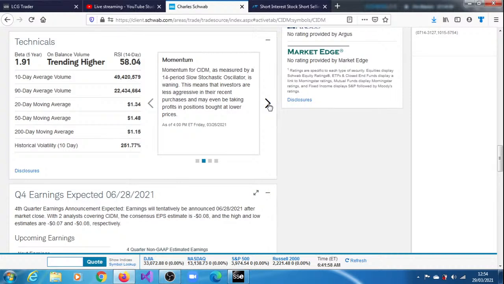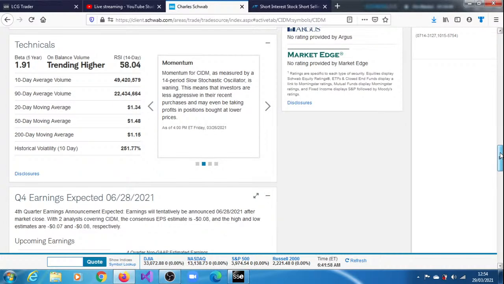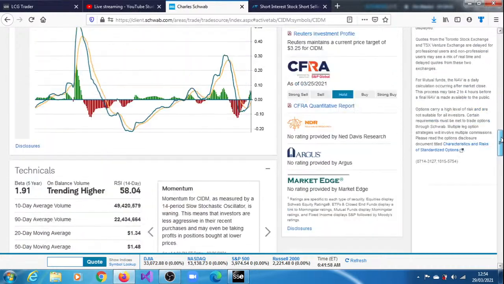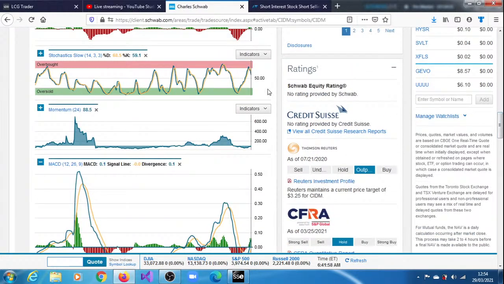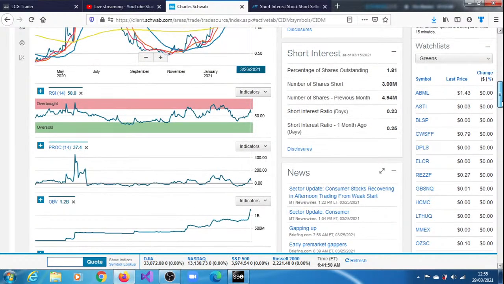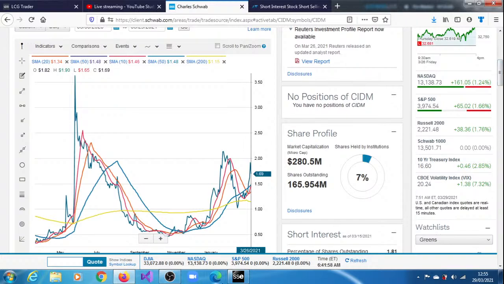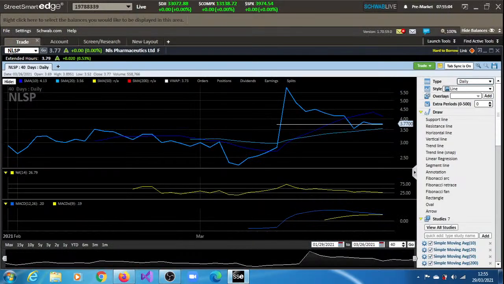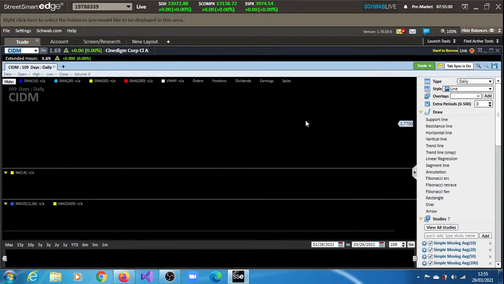Momentum for CIDM as measured by the 14-period slow stochastic oscillator is waning. Okay, we saw that. I think this means that investors are less aggressive in their recent purchases and may even be taking profits from positions, but at lower prices. Yes, it's evidently waning, and the on-balance volume indicator is definitely bullish as well. So I think, just like the other ones, it is a case of taking profits.